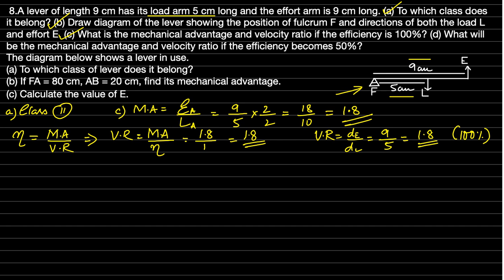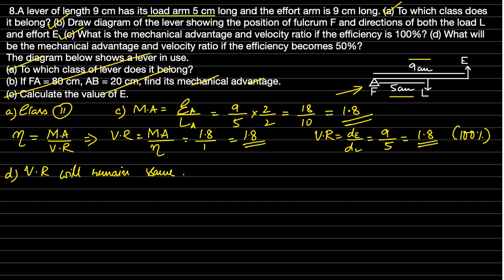Now D part. What will be the mechanical advantage and velocity ratio if the efficiency becomes 50%? I have actually written this also by mistake, so this is not a part of this question. This is the second question. So yeah, what will be the mechanical advantage and velocity ratio if the efficiency becomes 50%? So the velocity ratio will remain same because it doesn't depend on that. So here I would write D part, VR will remain same.